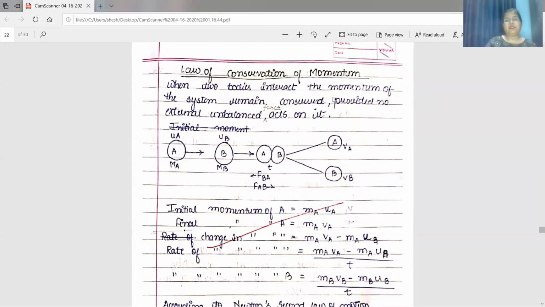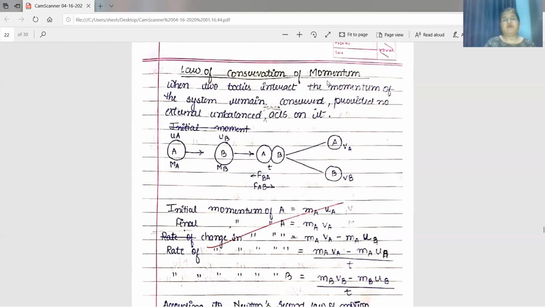Law of conservation of momentum. Next you have to read. This is very important. It will come in derivation. So from this chapter, you are getting 3 derivations. First one is to derive F equals to ma. Second, Newton's first law is a special case of Newton's second law of motion. And third one is to prove the law of conservation of momentum.